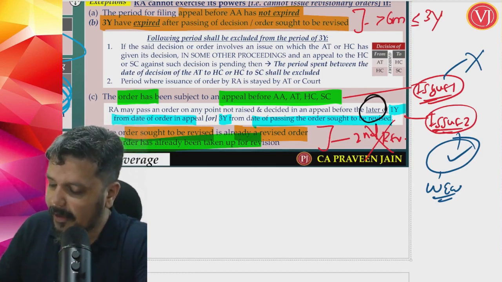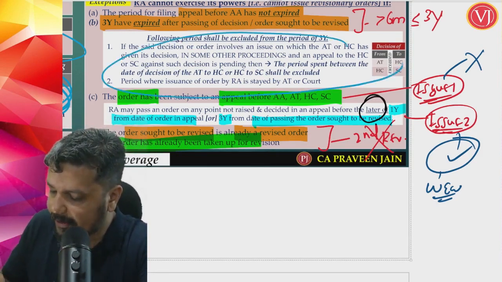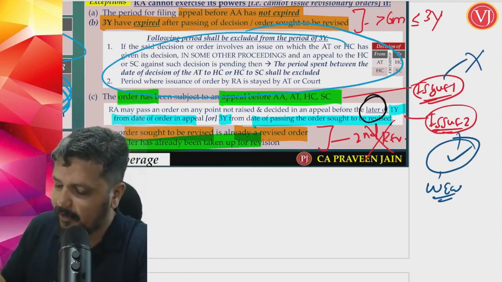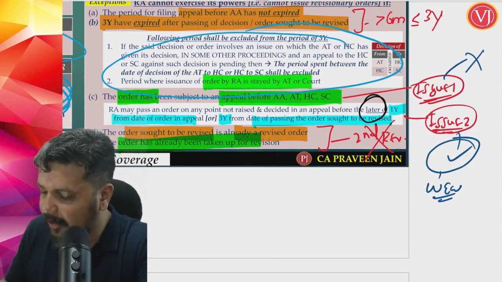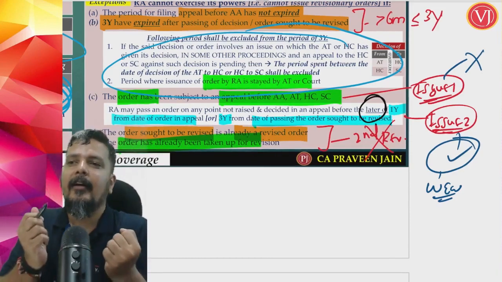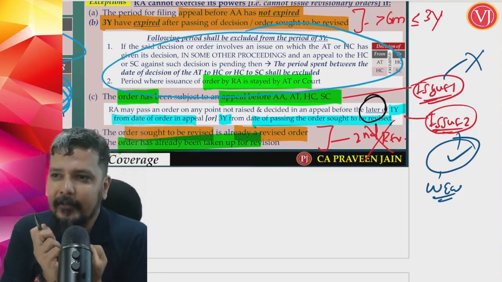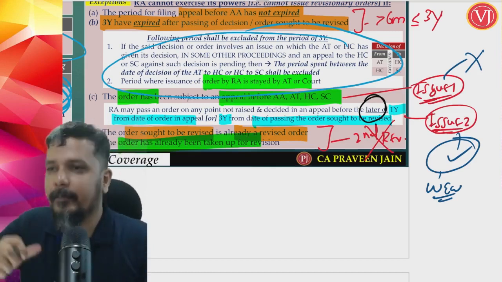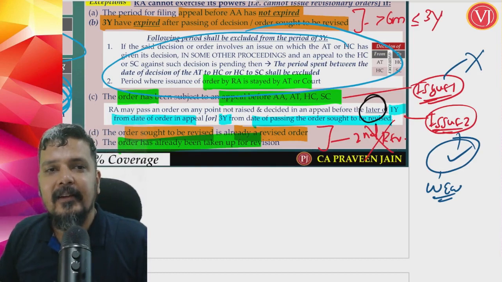Now, when you're calculating this time limit of 3 years, you have to remove the stay order. See, whenever you go for stay, the officer is not in a position to do anything. So you remove that stay order. How to remove the stay order? 3 years plus stay time.